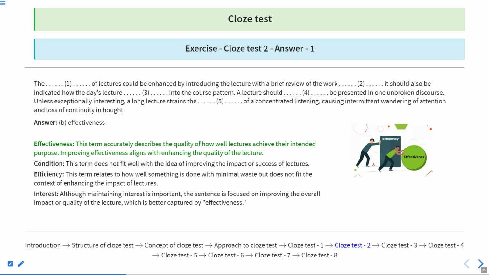Condition will not fit in. This does not fit well with the idea of improving the impact. Condition means we are just reporting something. Effectiveness means we are actually improving something. So effectiveness is much better than condition here.